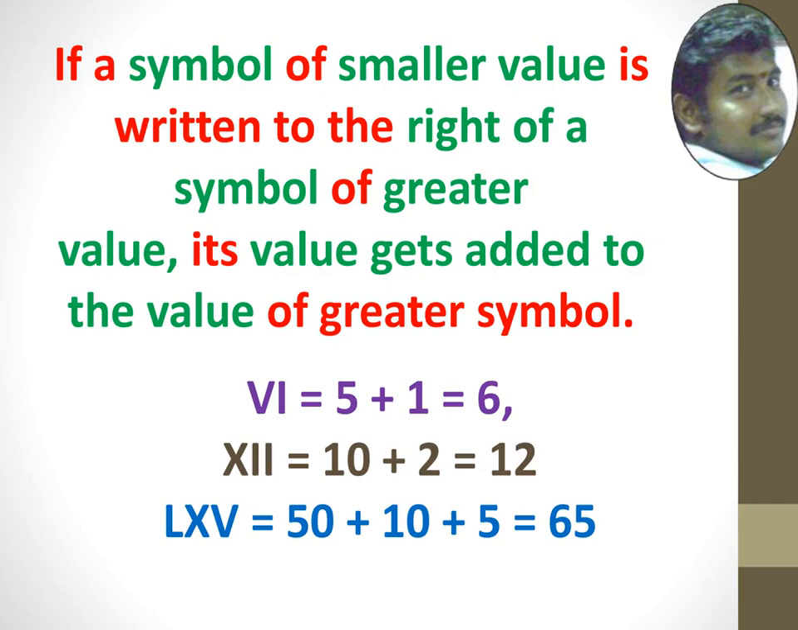Here some rules we need to see. If a symbol of smaller value is written to the right of a symbol of greater value, its value gets added to the value of the greater symbol. See, VI means 5 plus 1, 6. XII, 10 plus 2, 12. LXV, 50 plus 10 plus 5, and so on.